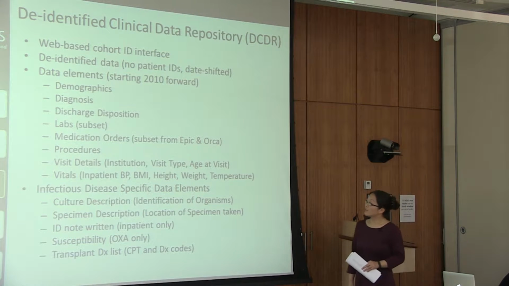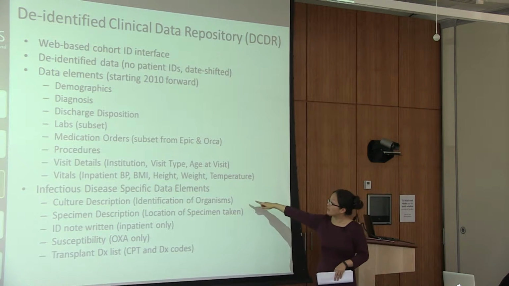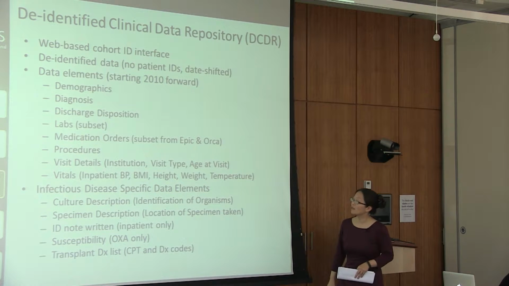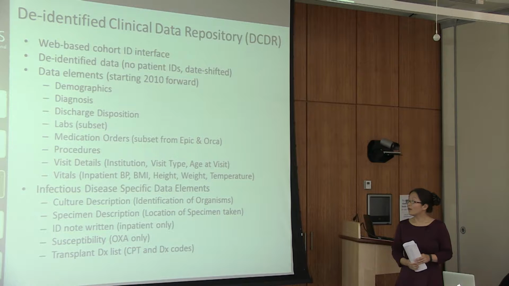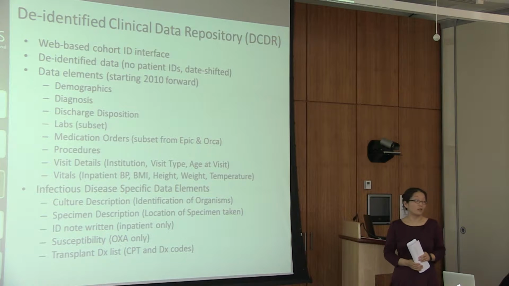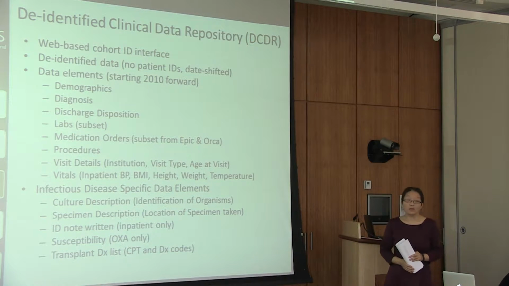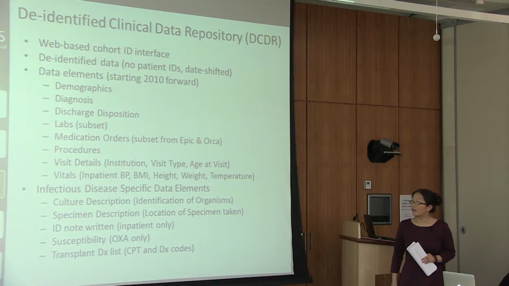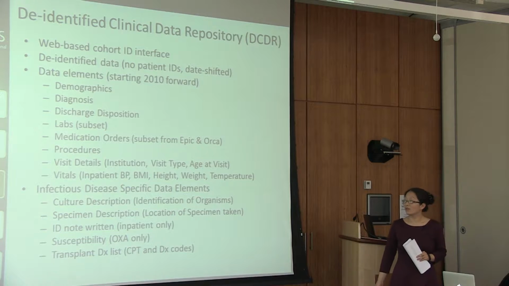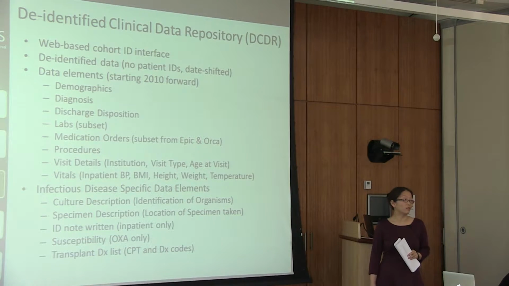And for infectious disease repository, we added these 5 elements, which is being able to query by culture description, and specimen description, as in where it came from, whether the person has the ID note written on him or her, and susceptibility info just for oxacillin for now, because that was our test case, and then whether the person has a transplant diagnosis or procedures on it.